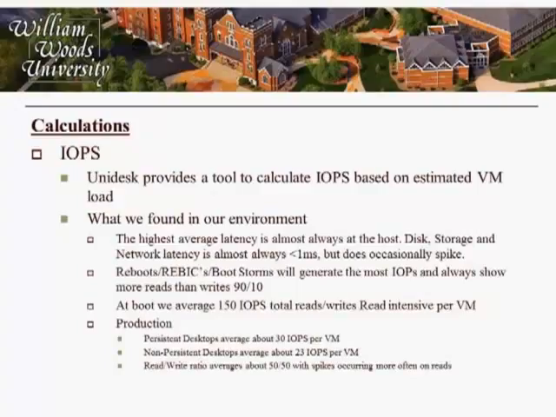In production, our persistent desktops average about 30 IOPS per VM. Our non-persistent desktops average about 23 IOPS per VM. The read-write ratio that we're seeing is about 50-50, with our spikes occurring more on the read. Our environment's a little bit different. We do folder redirection, so some of the actual writes aren't happening to the VM, but to our EqualLogic SAN. This may be the result of the 50-50.